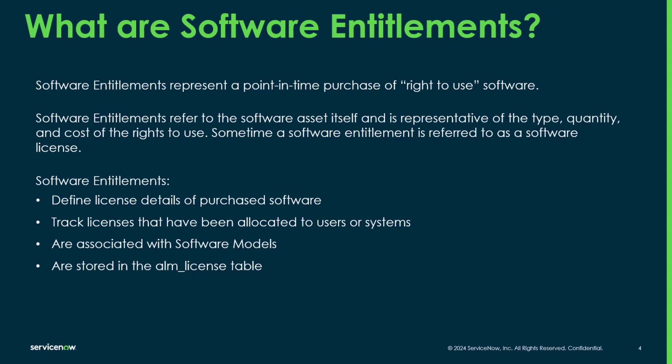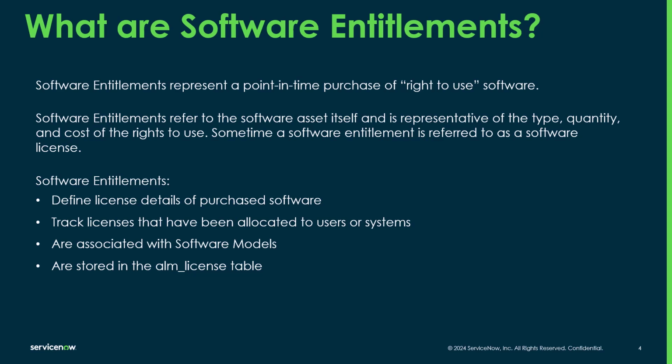Software entitlements define the license details of purchased software. So it's important when you're gathering those entitlements that you capture details like the PPN, which is the publisher part number, the cost, the quantity, etc. They also track the licenses that you've allocated to users or systems. Allocating entitlements really helps the software asset manager validate that that user or that system is actually approved to use that entitlement.